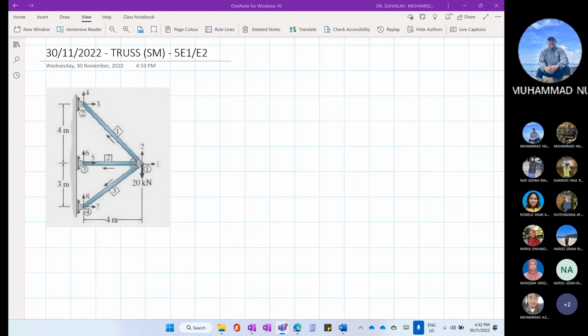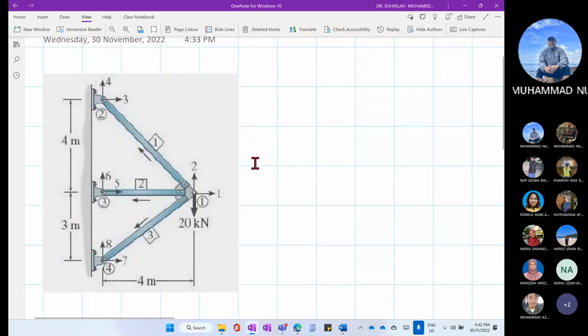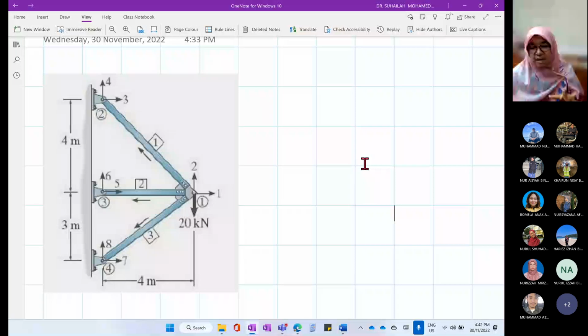Okay, so in this video, we are going to analyze this truss. In stiffness matrix method, we divide into 3 topics. The first one is truss, followed by beam, followed by frame. This is actually a new topic, because we don't have to calculate reactions conventionally.